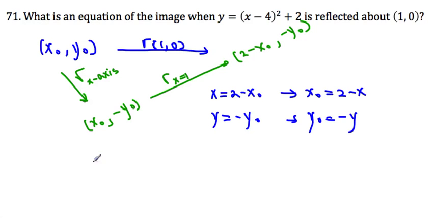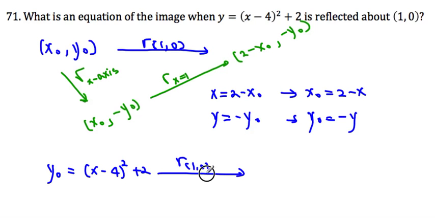Then here our equation is y naught equals (x naught minus 4) squared plus 2, which goes through the reflection about 1 comma 0. Then our answer is, oh, this is x naught. From here, for y naught, I'm going to put negative y. And for x naught, I'm going to put 2 minus x. So 2 minus x, minus 4, squared, plus 2.